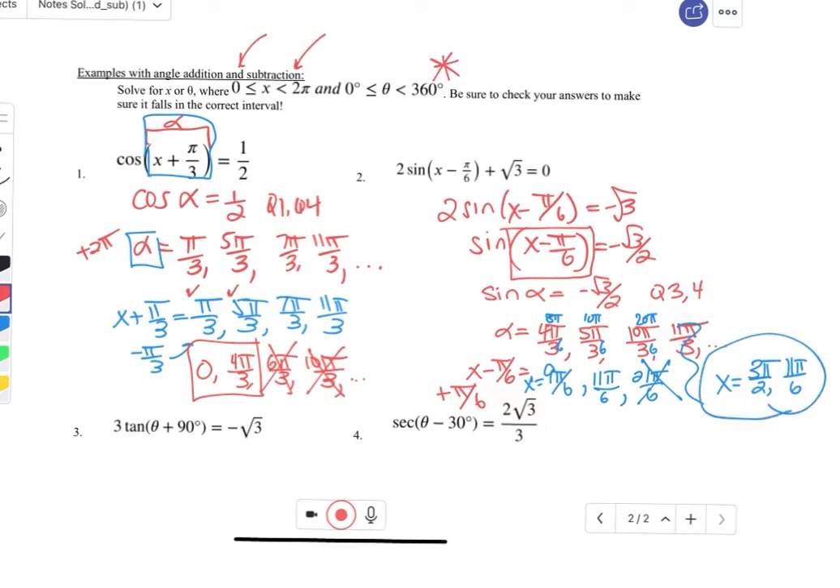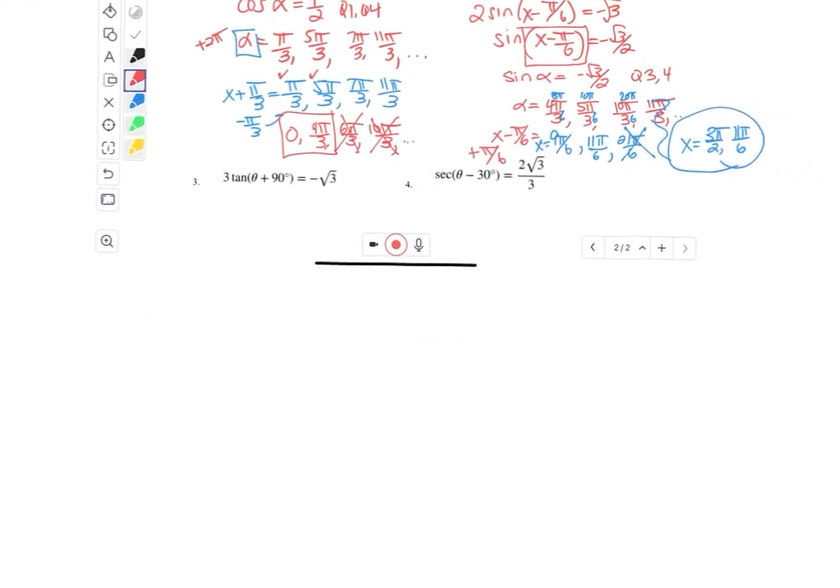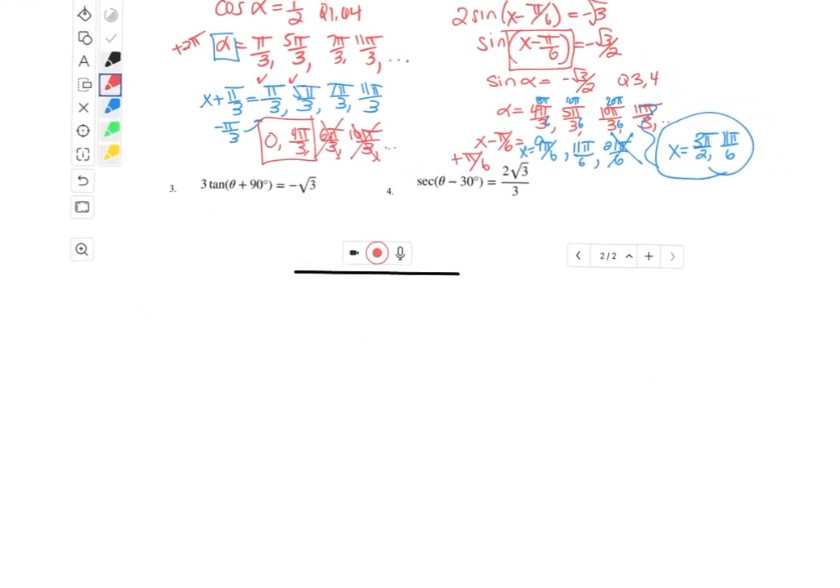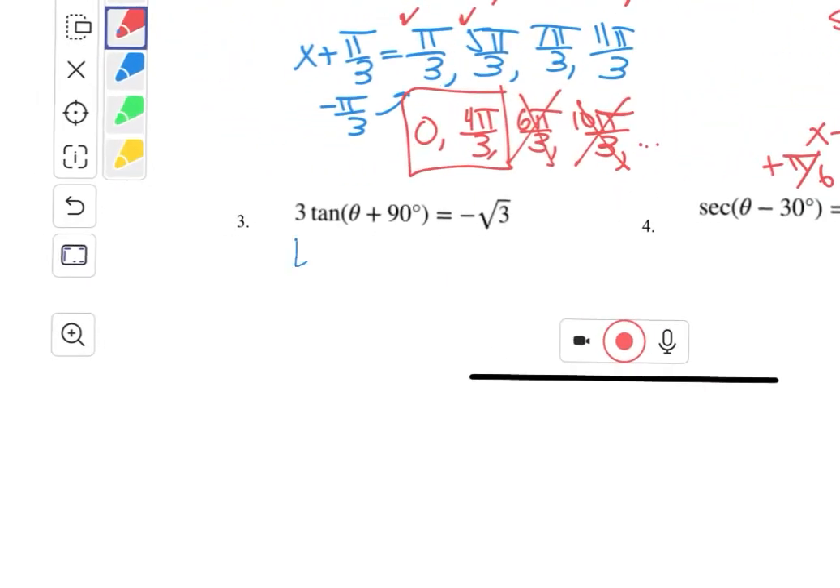Both, again, number 1 and 2 in radians when I'm done, because x is in my initial problem. Now to finish up, ignore my little buttons at the bottom in the way because I screenshotted this to make a new video. Number 3, I'm going to isolate, so I'm going to divide both sides by 3 and get tan theta plus 90 is equal to negative root 3 over 3.